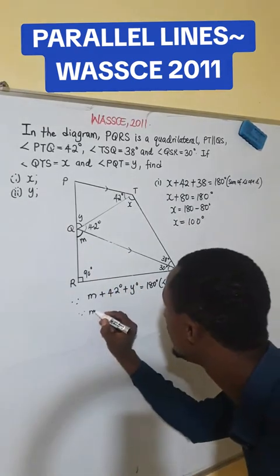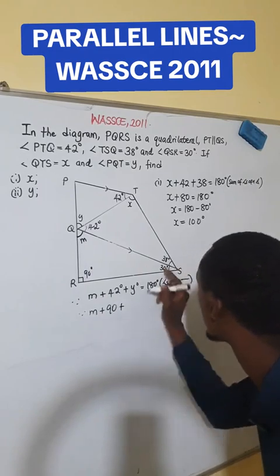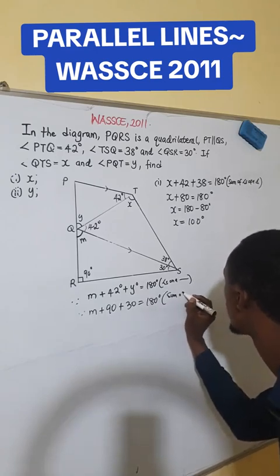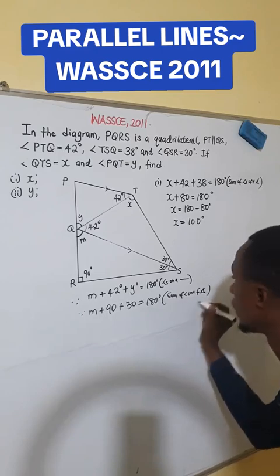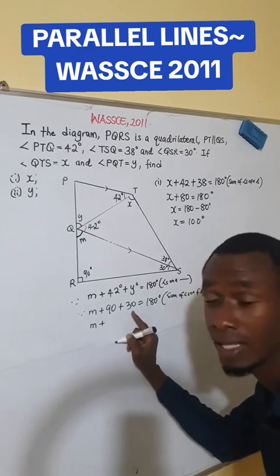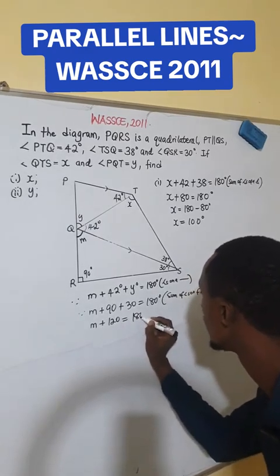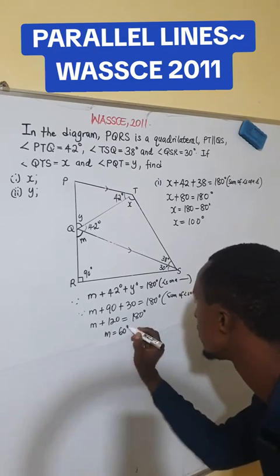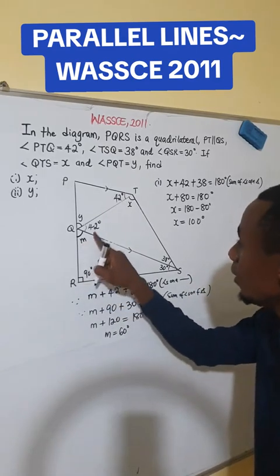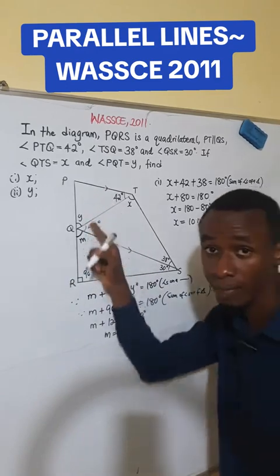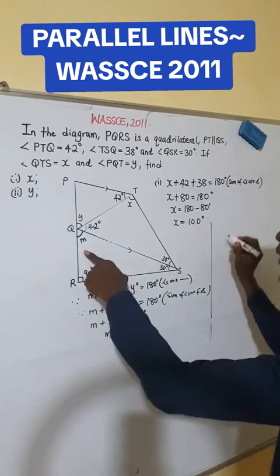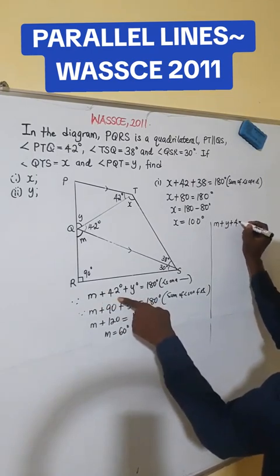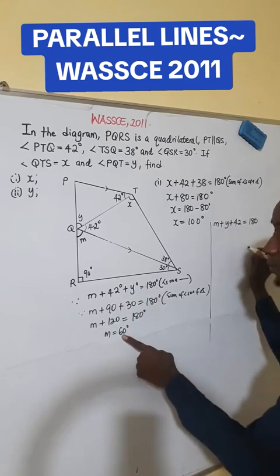Therefore, our M plus this 90 degrees plus 30 degrees is equal to 180 degrees. So this is the sum of angles of a triangle, right? So our M degrees plus 90 plus 30 will give us 120 degrees, must be equal to 180 degrees. So our M is equal to 180 minus 120, which is 60 degrees. So we have got this as 60. So 60 plus 42 plus Y will still give us 180 because they are on the same straight line. So our angle M plus our Y angle plus 42 is equal to 180. But what is M? M is actually 60 degrees.